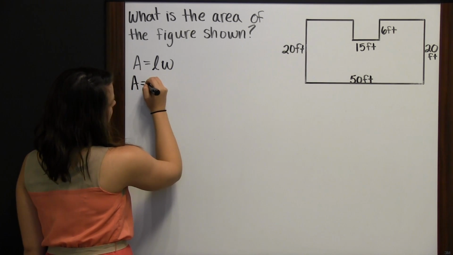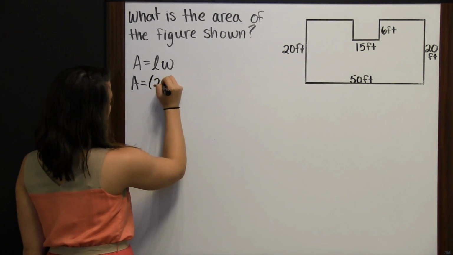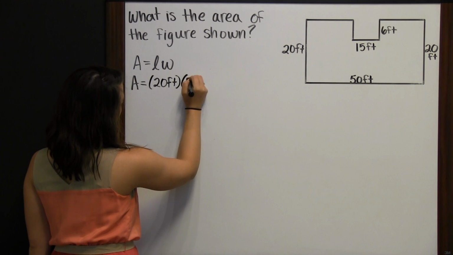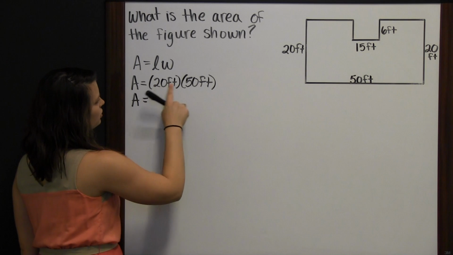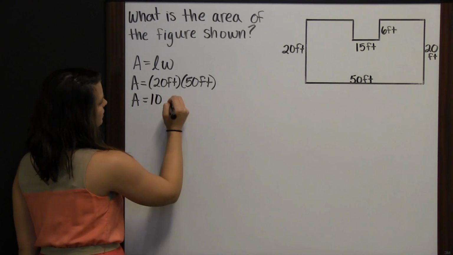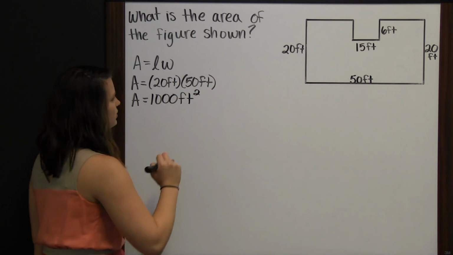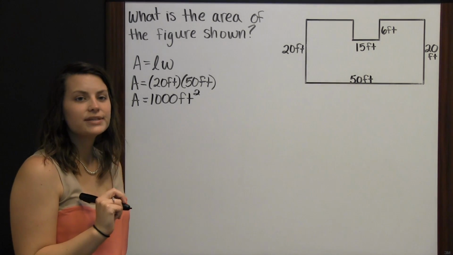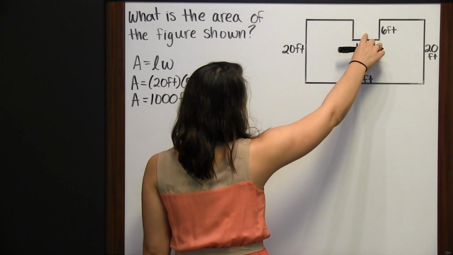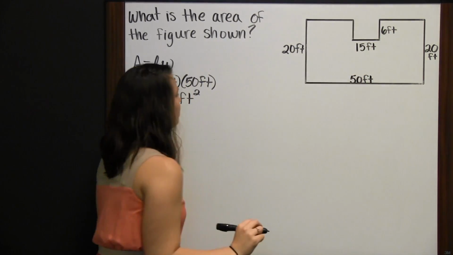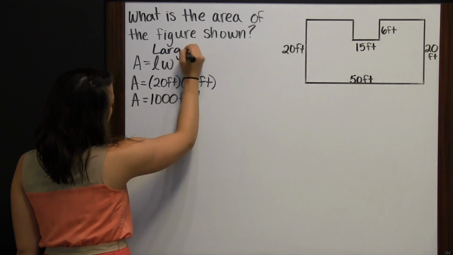So the area of the large rectangle is 20 feet times 50 feet. So the area is 2 times 5 is 10, 0, 0. 1,000 feet times feet, feet squared. So the area of the large rectangle is 1,000 feet squared. Now we need to find the area of this smaller rectangle, the only part that's missing out of our large rectangle. So I'm going to label this. This is the area of the large rectangle.